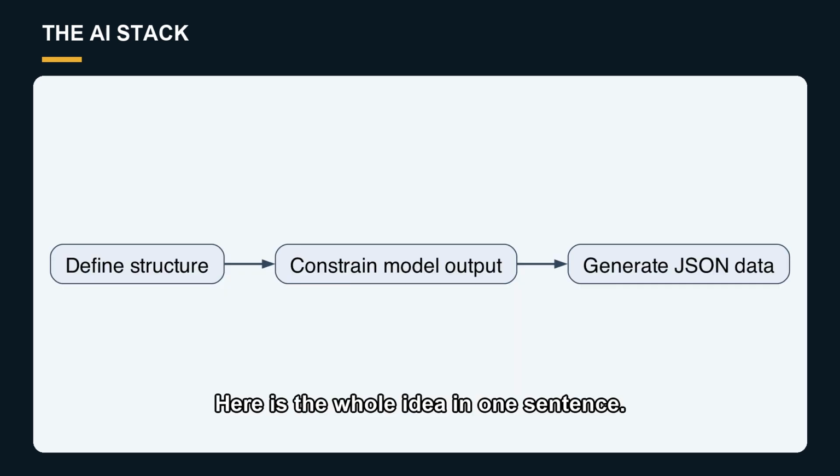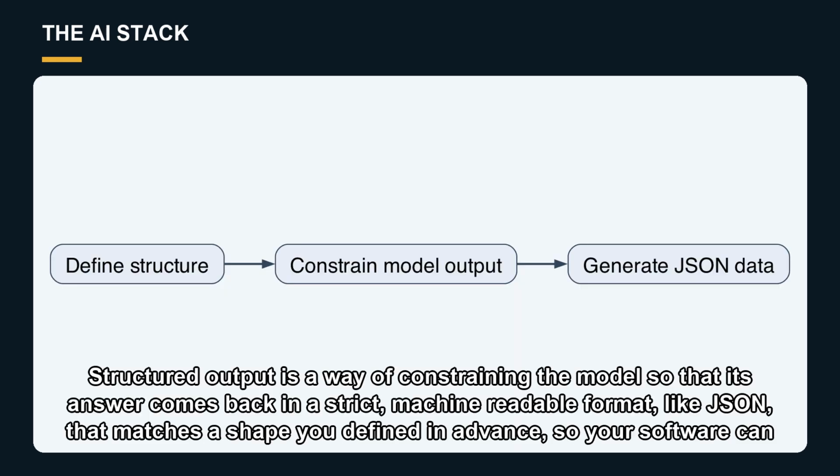Here is the whole idea in one sentence. Structured output is a way of constraining the model so that its answer comes back in a strict, machine-readable format like JSON that matches a shape you defined in advance. So your software can read it reliably instead of guessing where the answer is.